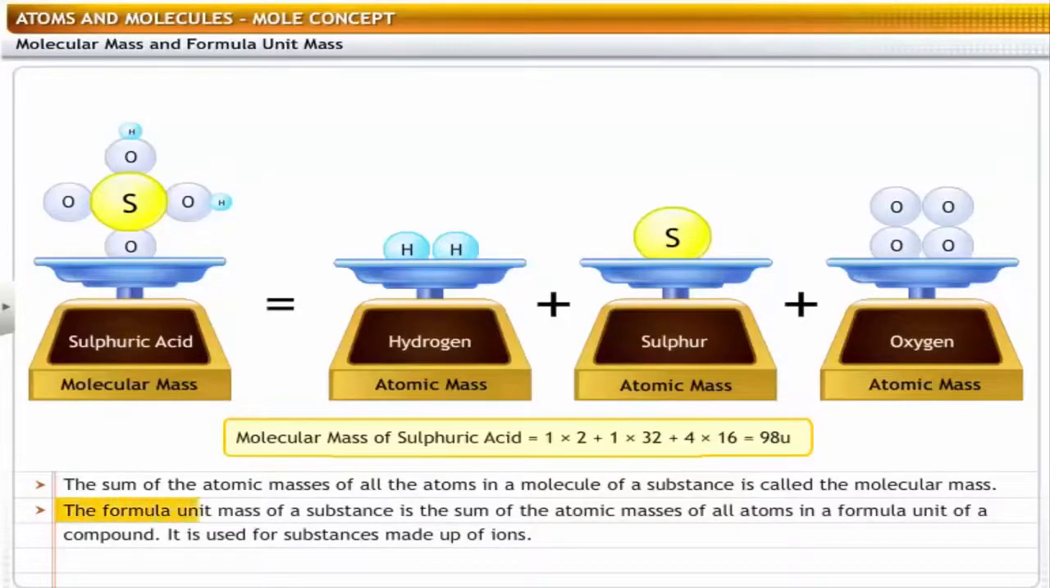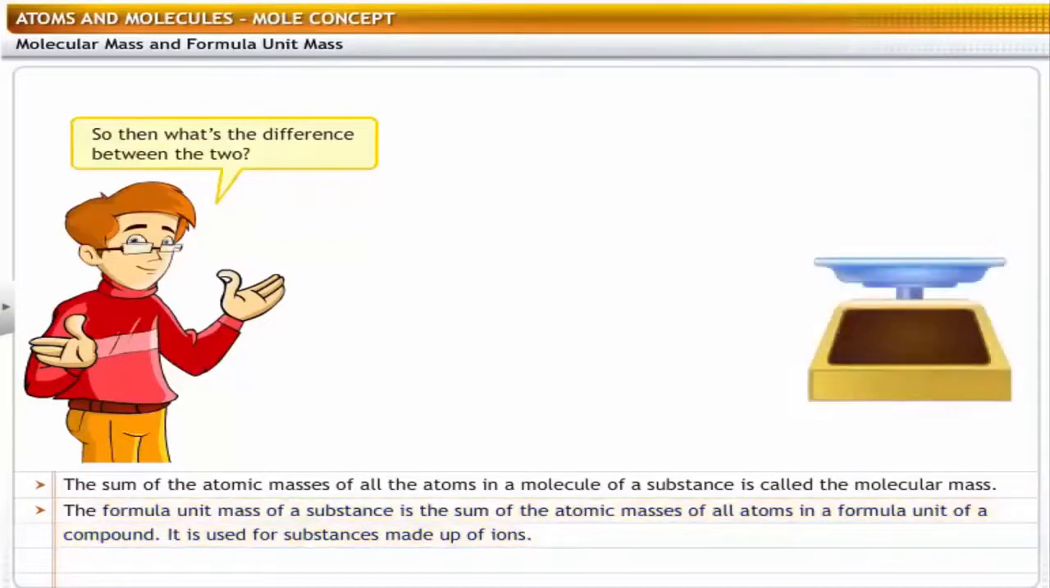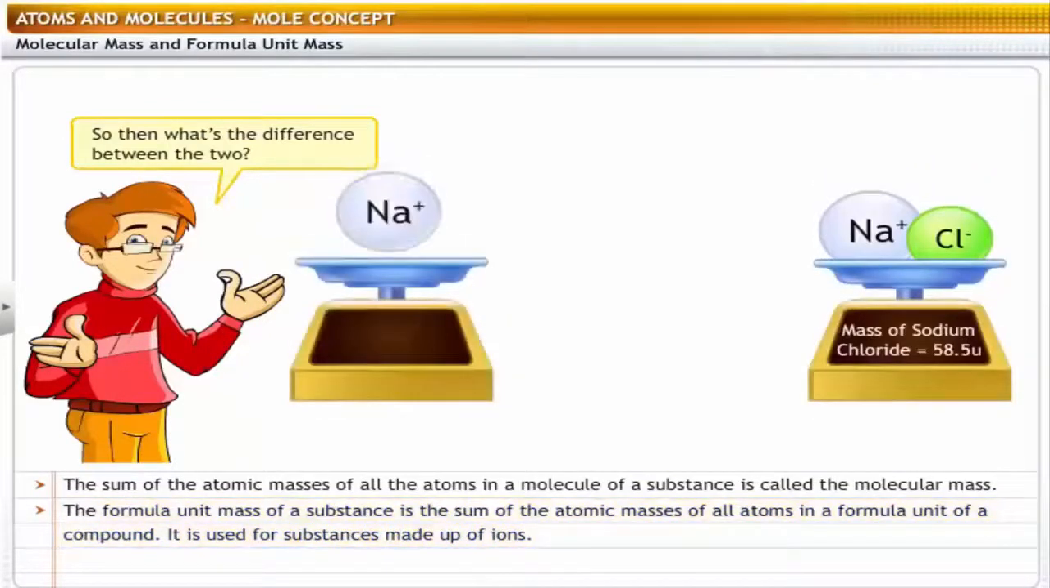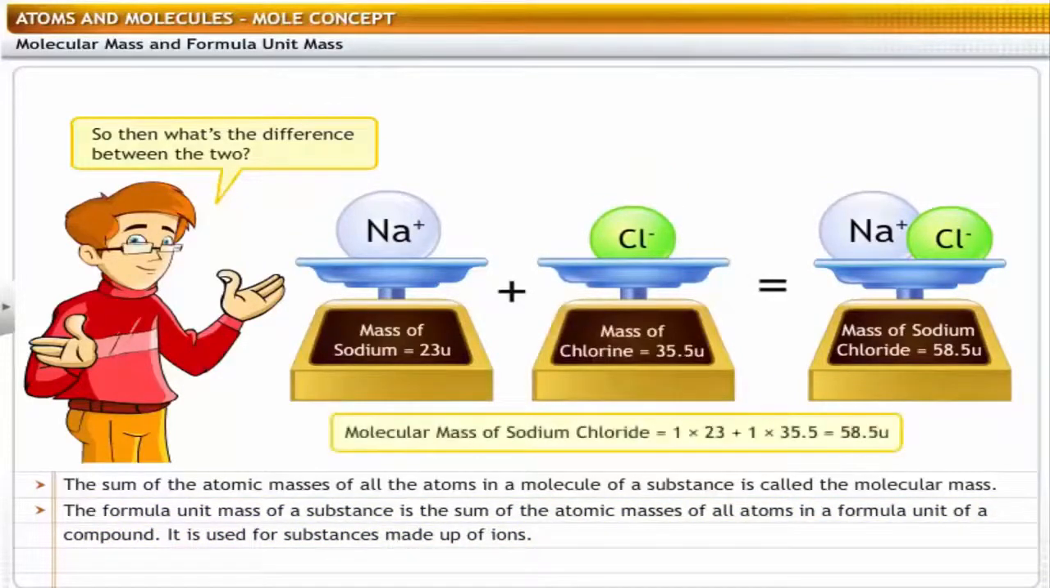The sum of the atomic masses of all atoms in a formula unit of a compound is represented as the formula unit mass of a substance. We calculate the formula unit mass of a compound in a similar way as that of molecular mass. So then, what's the difference between the two? The term formula unit is used for those substances which are made up of ions. For example, sodium chloride that contains sodium and chlorine atoms whose weights are equal to 1 multiplied by 23 plus 1 multiplied by 35.5 equals 58.5 atomic mass units.